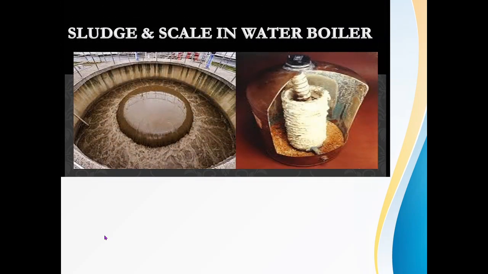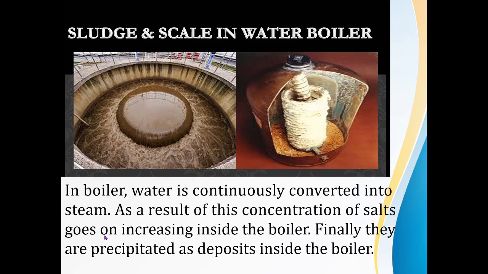Now what do you mean by scale and sludge and how is it formed? Obviously in a boiler, water is present and we are continuously heating that water. So what will happen? Water evaporates, and whatever salts are present in the water increase in concentration. So can we say that in a boiler, water is continuously converted into steam? As a result of this, the concentration of salt goes on increasing inside the boiler. Finally, they are precipitated as a deposit inside the boiler.